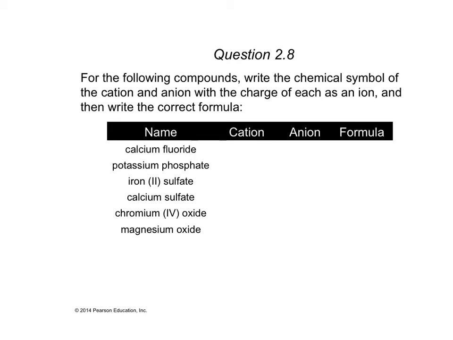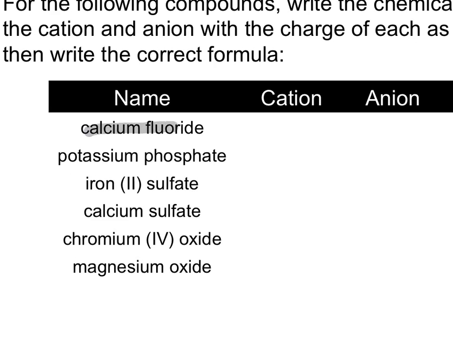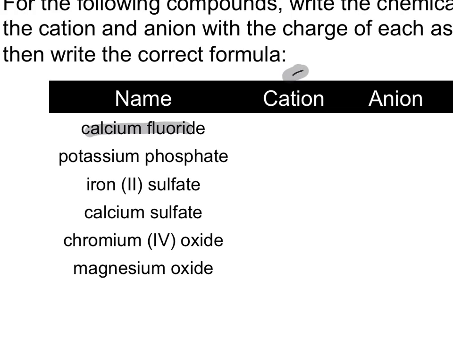So for example, I'll go ahead and do the first one. We have calcium fluoride. And so this is a type 1 ionic compound. Calcium is in group 2 on the periodic table. It always has a 2+ charge. And calcium is the cation here. Cations are the positive charge ions, where the anions are the negative charge ions. So the metal, the cation, is calcium.